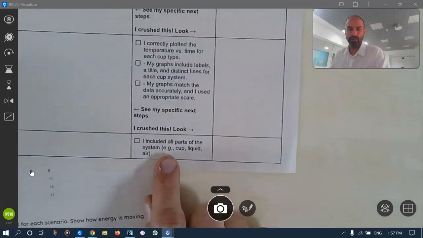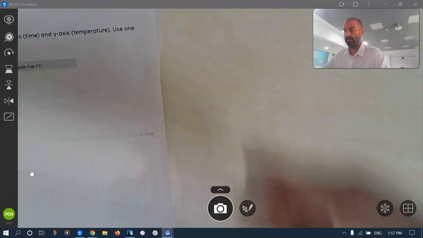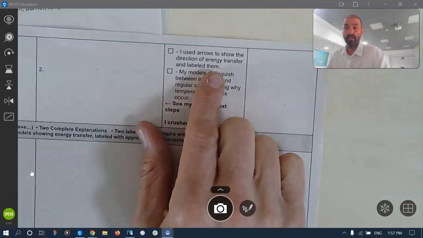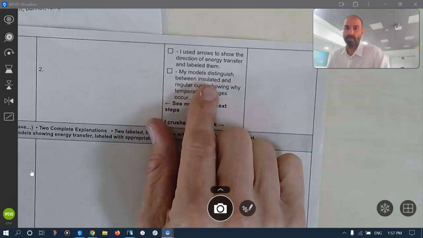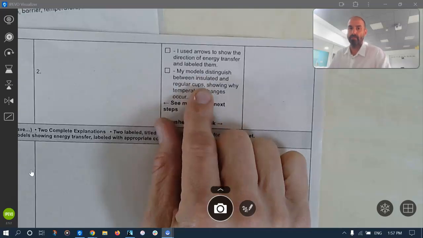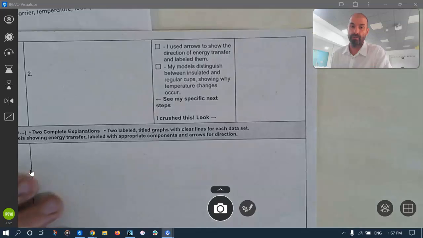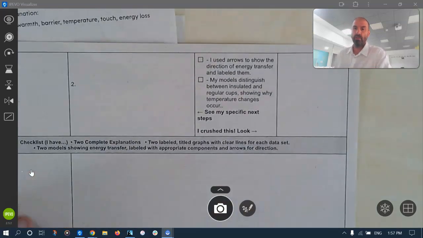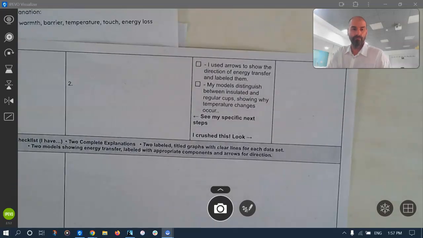I included all the parts of the system: cup, liquid, air, etc. I used arrows to show the direction of energy transfer and labeled them. My models distinguish between insulated and regular cups, showing why temperature changes occur. Those are the expectations. Again, when you finish each thing, you should circle it. Good luck, have fun, peace out.